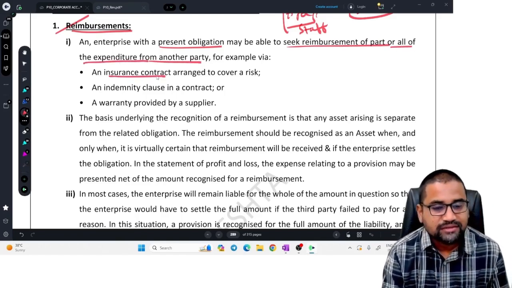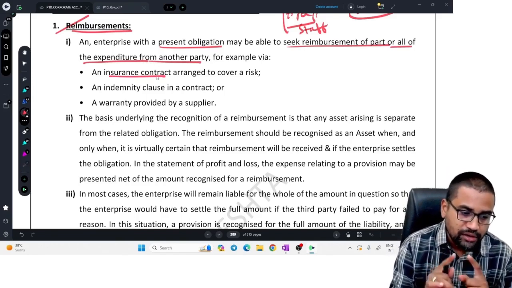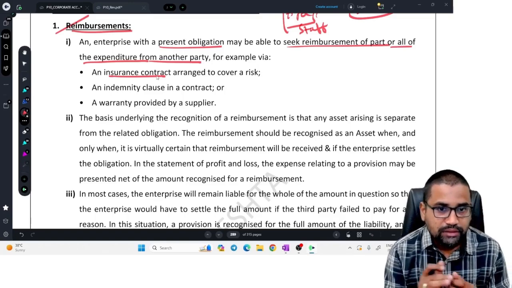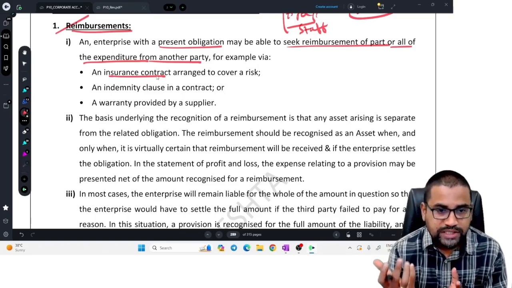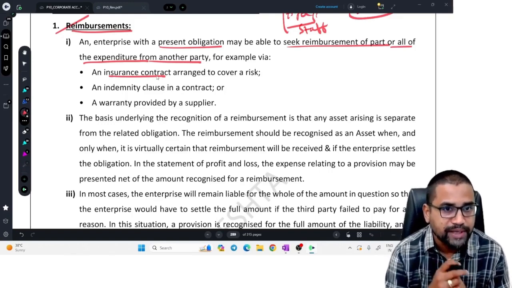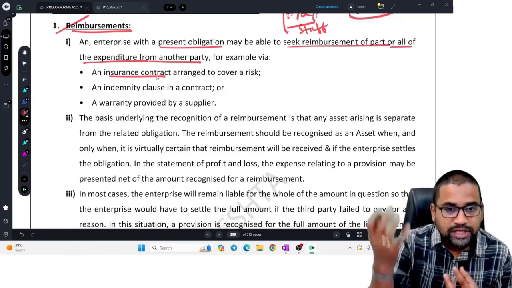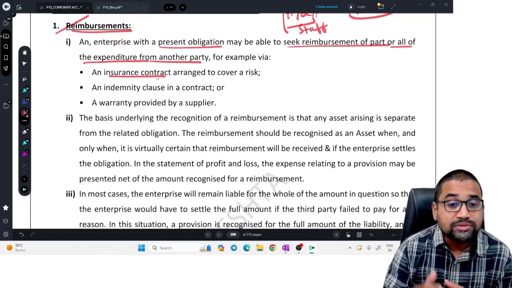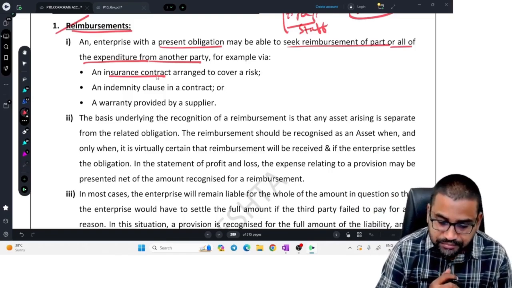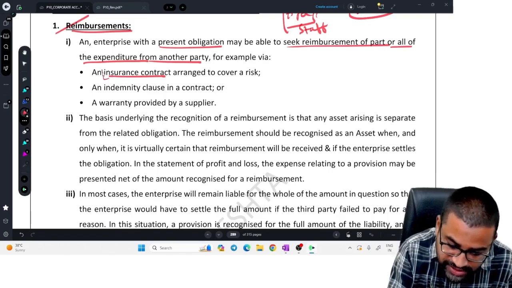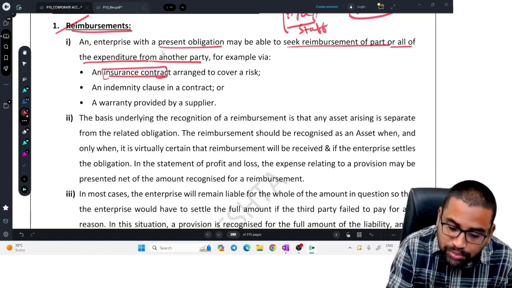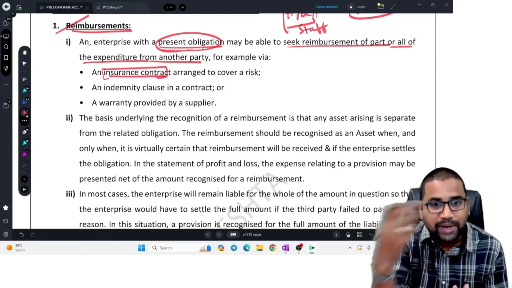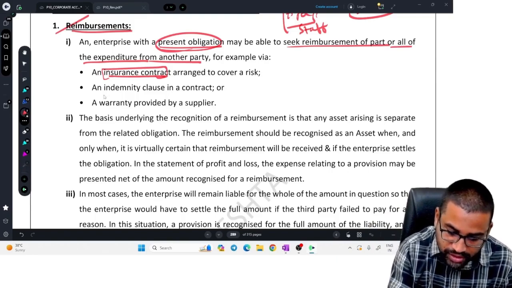For example, insurance contract. Suppose we are constructing a plant and machinery, and for that we have taken an insurance. Suddenly something happened to that plant and machinery, so a loss arises. Out of that loss, some is covered by the insurance company. For example, at the time of construction an accident happened and some of our employees got injured. So we have an insurance, and we recovered some amount through the insurance company. Whatever obligation arises, some of the amount is reimbursed by another party, either in the form of an insurance contract or an indemnity clause in the contract.